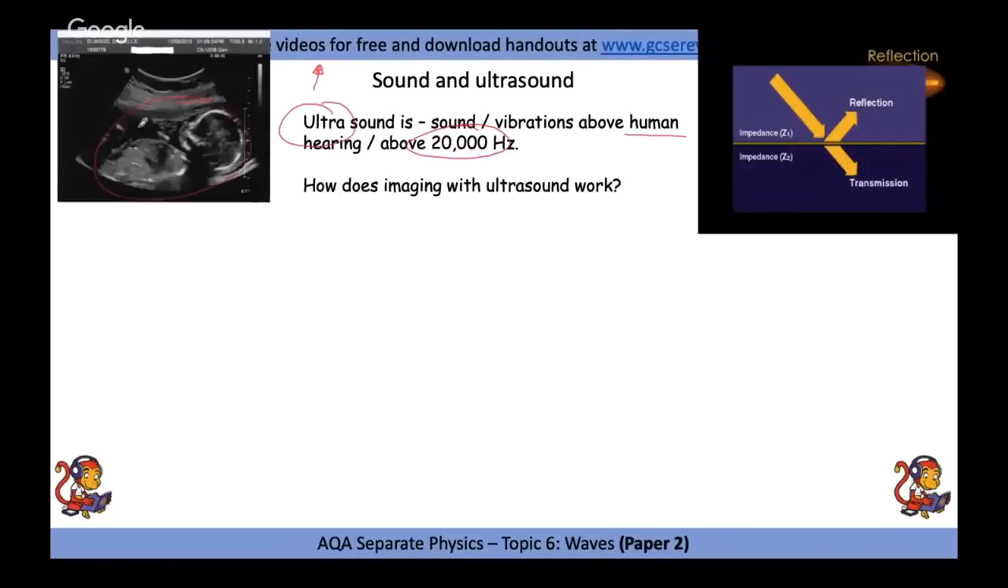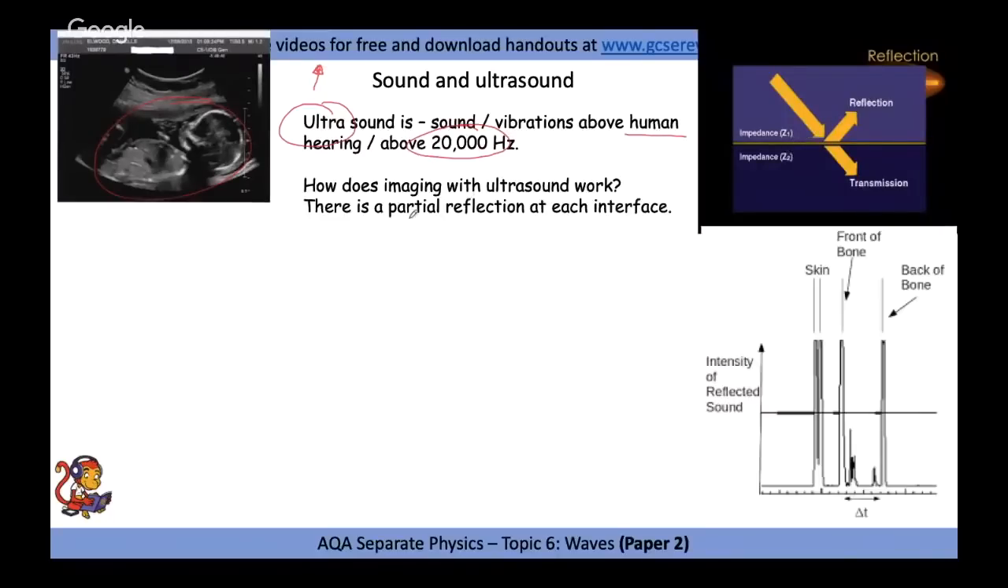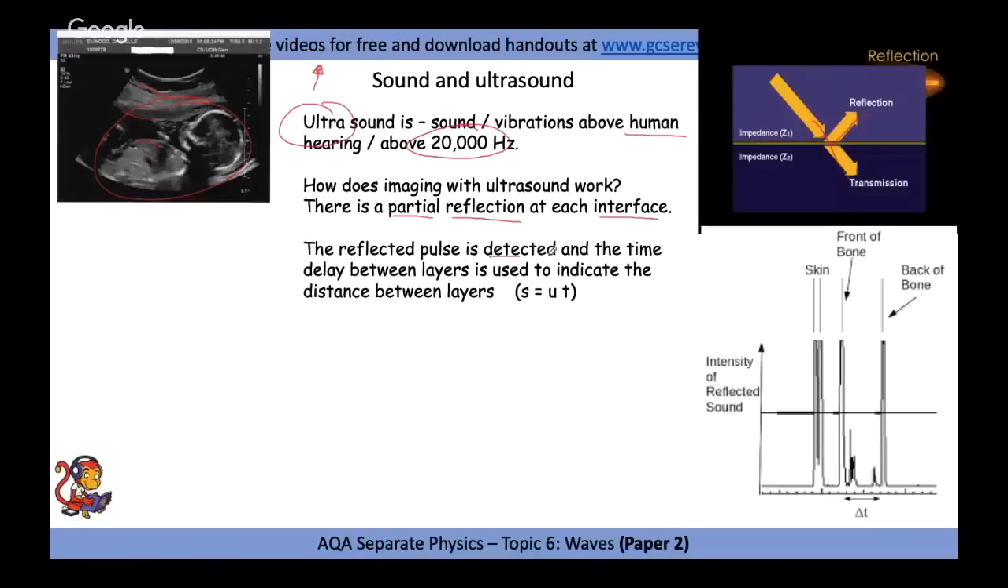So if we want to be able to take a picture of a fetus inside a womb, what happens there is you get a partial reflection at each interface. So every time there is a boundary between different materials, you get a partial reflection as shown here. A little bit gets reflected, a little bit passes through. Now the reflected pulse is detected. So this reflection is detected here, and the time delay between the layers is used to indicate the distance between the layers.